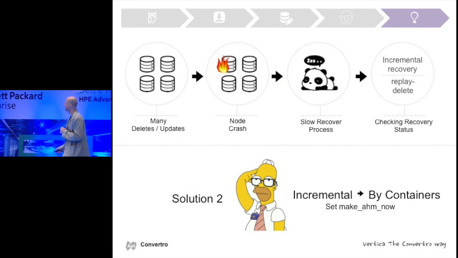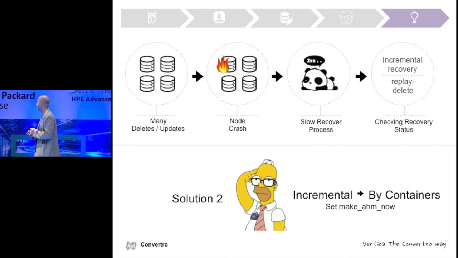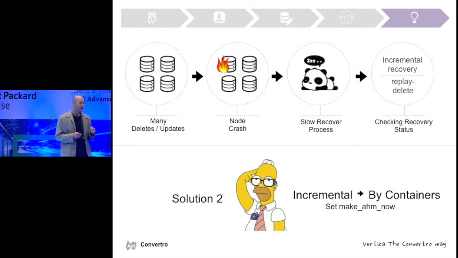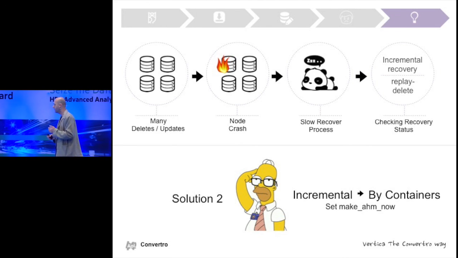This is a good solution, but a better solution is to switch from replay delete to recovery by container. And how do you do this? You run make AHM now. This can cause two things. One, it will be very fast. It will switch from incremental to by containers, and you will finish your recovery pretty fast. The second one you need to be aware of: it will need to recover the entire node. With Convertro, sometimes more than once, we recovered the entire node because replay delete was pretty hard, and we knew the amount of time it would take us to recover the entire node.